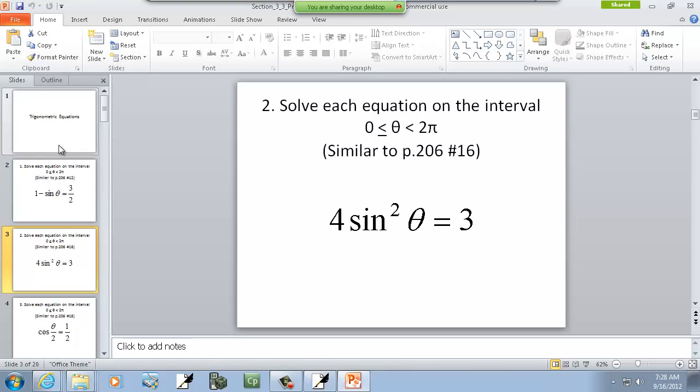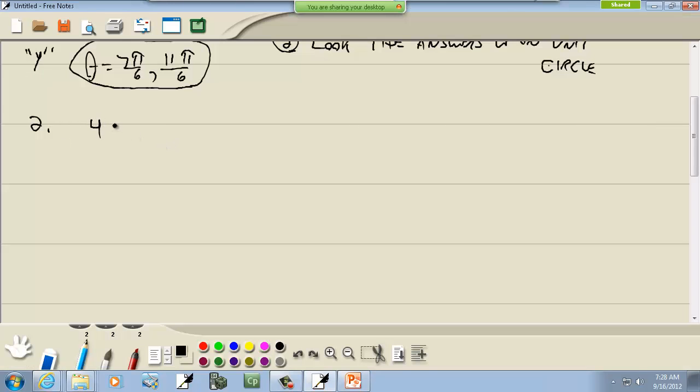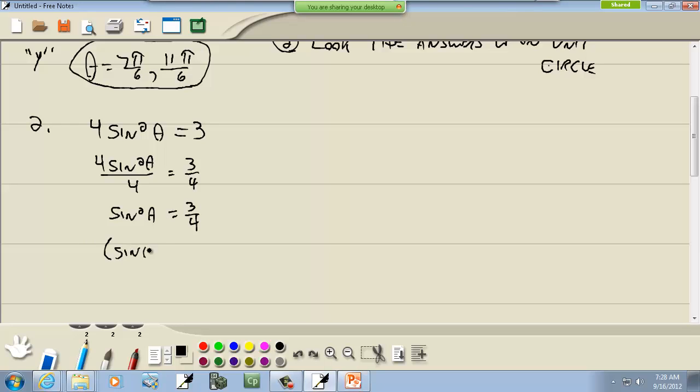Let's take a look at this one. We've got 4 sine squared theta equals 3. Well, we're going to try to get the trig function by itself. So first thing we do is divide both sides by 4. And we get sine squared is equal to 3/4. Now this is a square root property, because I could rewrite this in this manner.